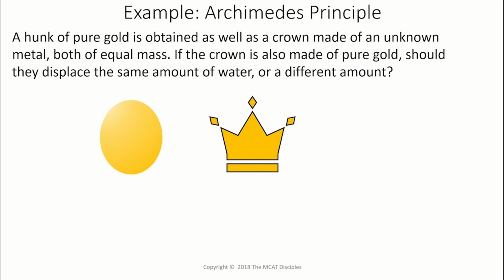So here's an example about Archimedes' principle. A hunk of pure gold is obtained, as well as a crown made of an unknown metal, both of equal mass. If the crown is also made of pure gold, should they displace the same amount of water or a different amount? Well, they should displace the same amount.